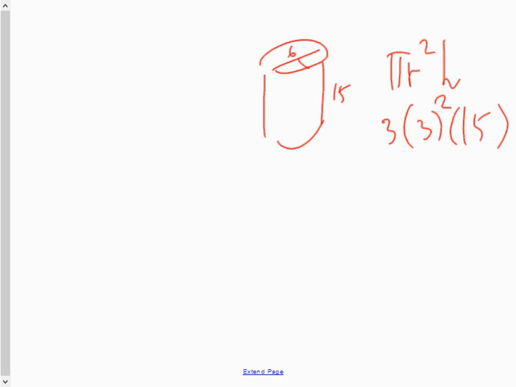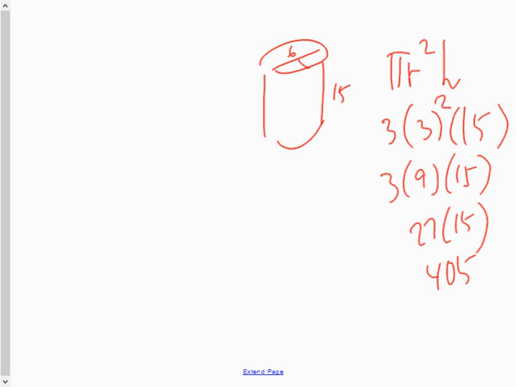Really, we're just asked if you're given the formula like this, do you know to do exponents first? Yes. So I do that. Then I do this. And 27 times 15 is 270 plus 135, which is 405. 405 centimeters cubed is the volume. Formula, substitute, simplify, answer.